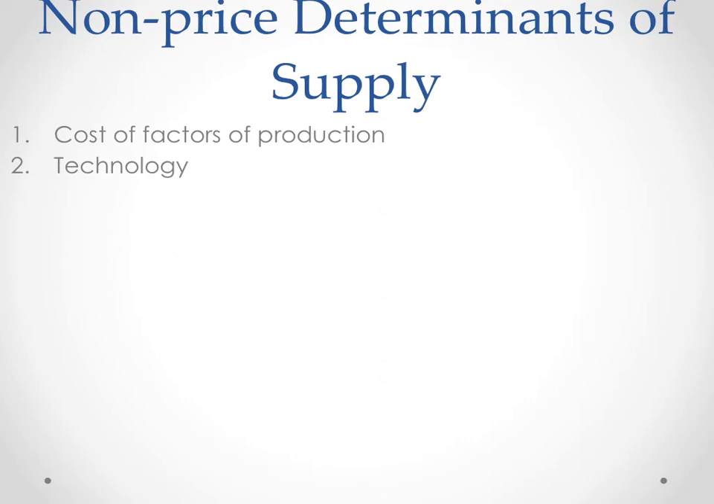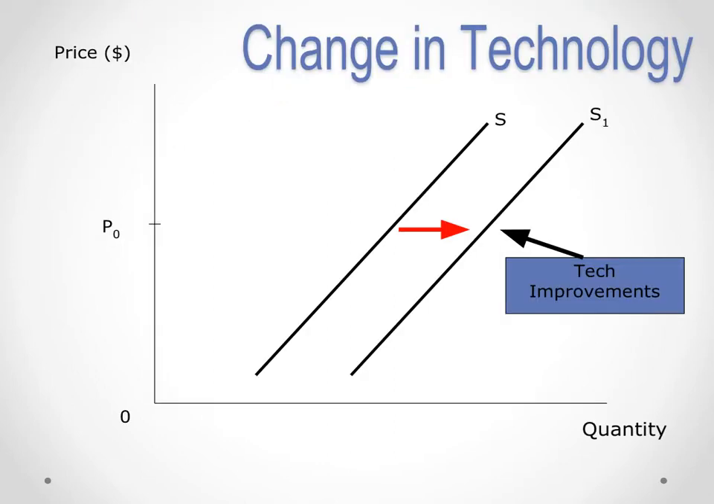Improved technology used to produce the output causes supply to increase or shift to the right. Technological advancements have the effect of making it cheaper to produce or provide a good or service. For example, advances in telecommunications have made it cheaper to provide cellular service, and the development of microchips have made personal computers smaller and cheaper to produce.